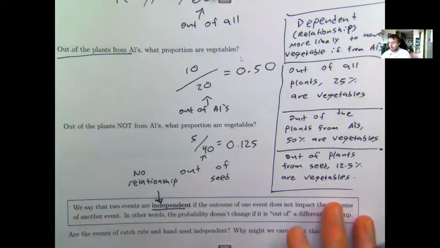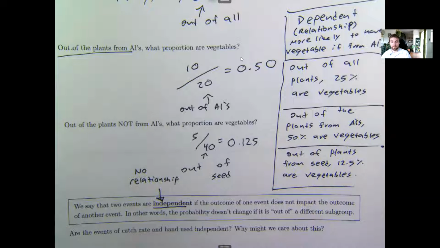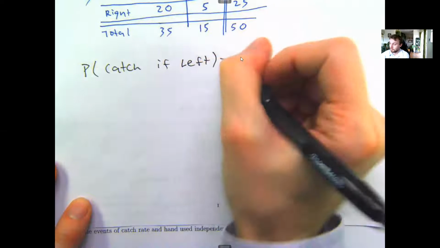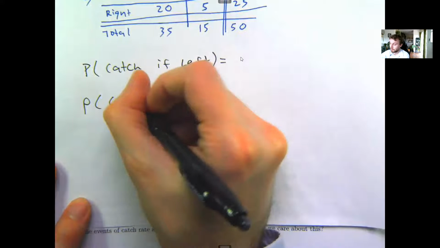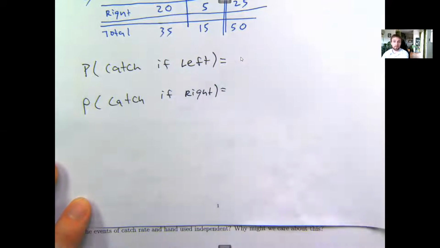Using this language, I want to revisit that table from the start here, and I want to know, are the events of catch rate and hands used independent, and why we might care about that. So what I really want to check here is, what does the probability of catching look like for each of the hands? So let's consider the probability of catching if you used the left hand. And let's compare this to the probability of catching out of you used your right hand.